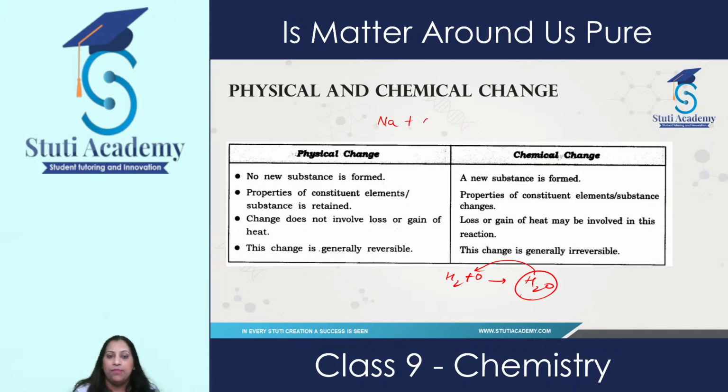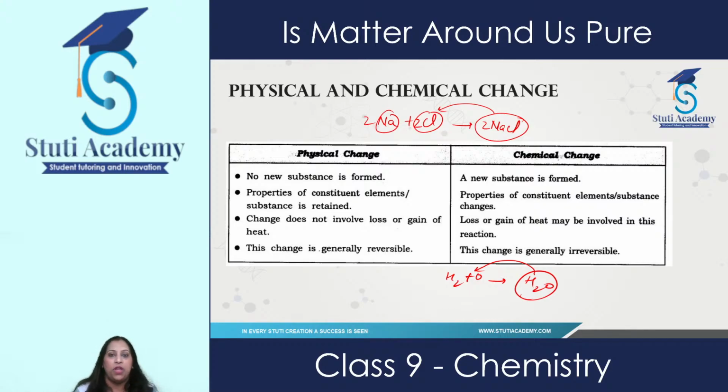I'll take one more example, Na plus Cl gives NaCl, sodium and chlorine. Their properties are different. When it becomes salt, its properties are entirely different from sodium and chlorine. So if we are talking about chemical changes, whatever new product is obtained has entirely different properties from those of its constituents. But if we are talking about physical change, no new substance is formed.